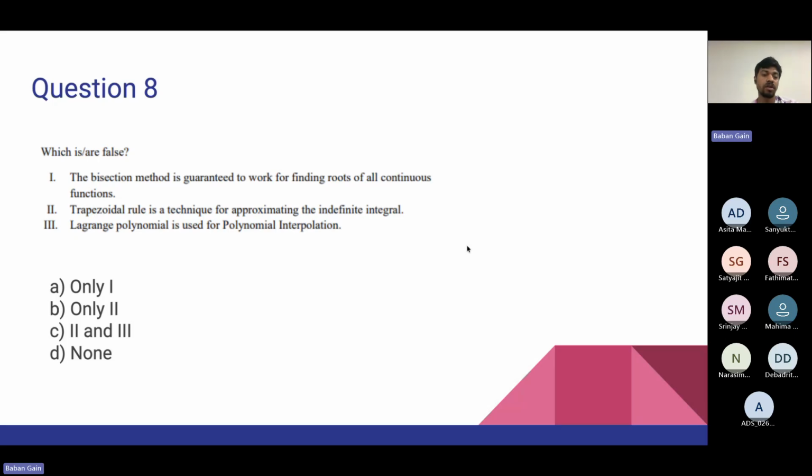Then trapezoidal rule is a technique for approximating indefinite integral. So is it true or false? And Lagrange polynomial is for polynomial interpolation. Is it true or false? So the question is which is false, not which of them are true.